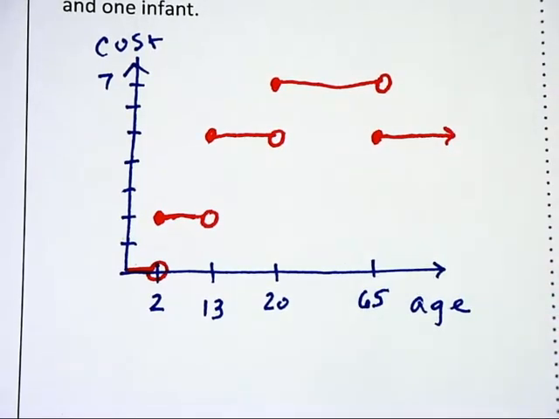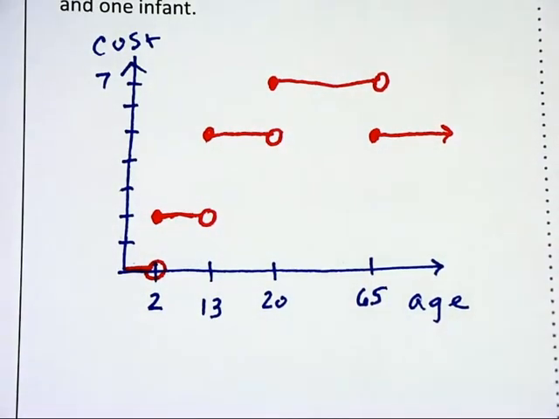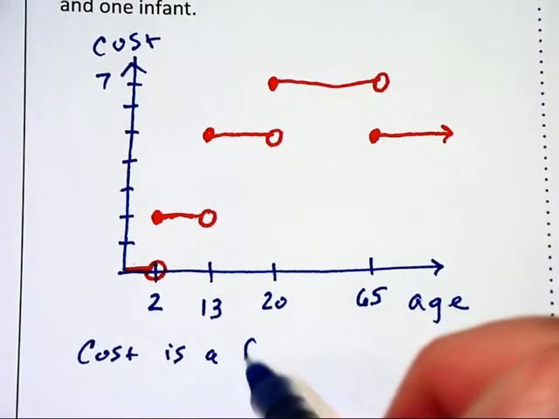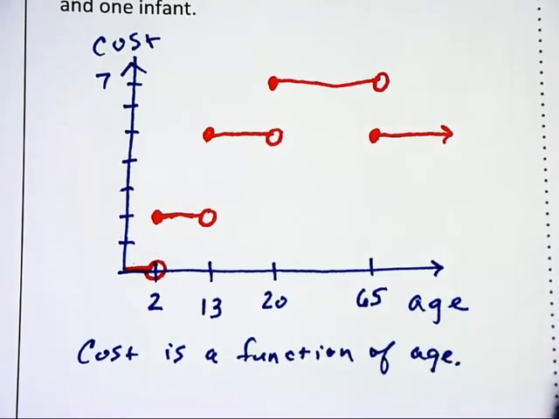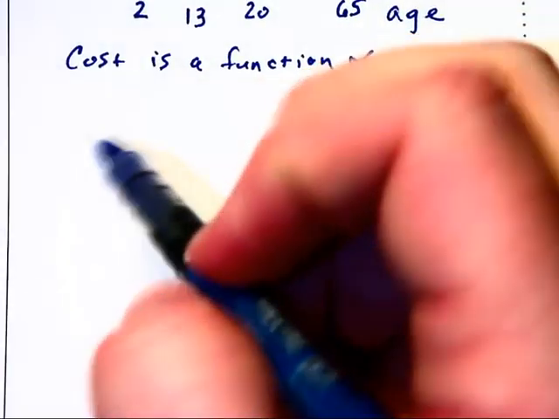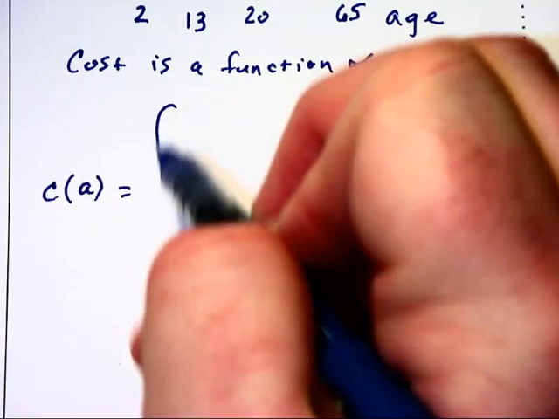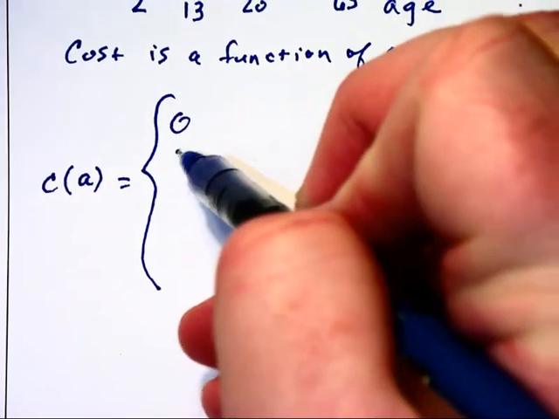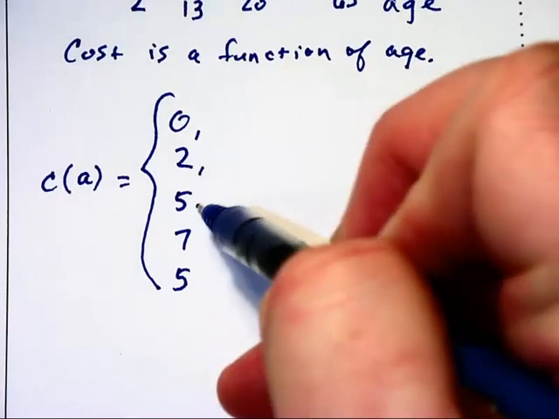This is known as a piecewise-defined function, and notice how easy it was to graph given the narrative. Notice also that cost is a function of age. That is important to us because now we need to write the equation. And there's going to be 5 parts to this. So C of A, cost as a function of age, is equal to 5 parts. It's either going to equal $0, $2, $5, $7, or $5, depending upon your age.